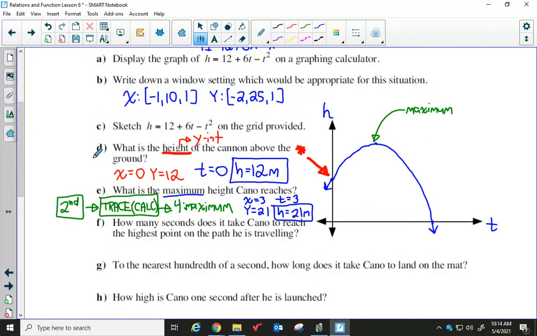F, how many seconds does it take Kano to reach the highest point he's traveling? Well, we actually just figured that out, okay? Because when we got to the maximum, the time was 3 seconds. So I'll say at max height, which was h is equal to 21 meters, it took 3 seconds to get there. So t is equal to 3 seconds.